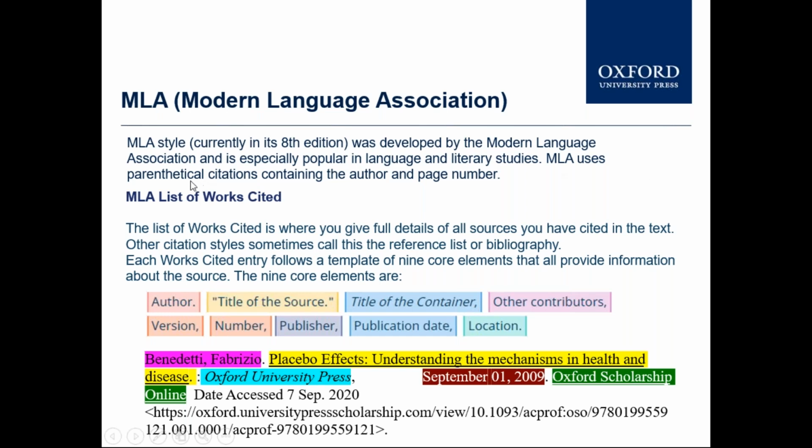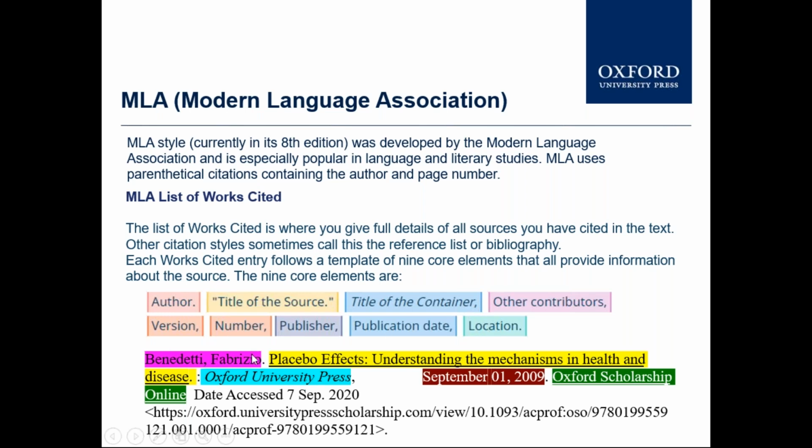So it uses parenthetical. Parenthetical means in parentheses, containing the author and page number. So these are the 9 core elements of the MLA format. You have the author, the title of the source, the title of the container, the other contributors, which version it is, the number, the publisher, publication date, and location.